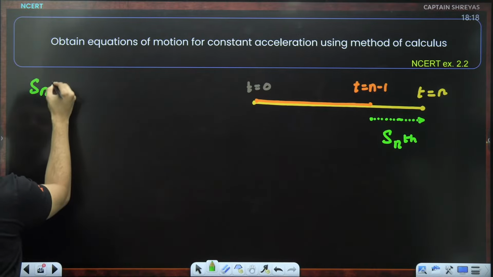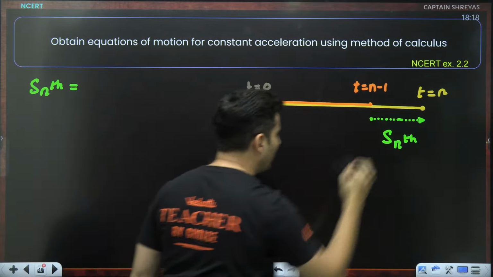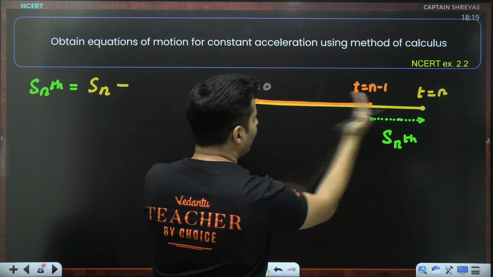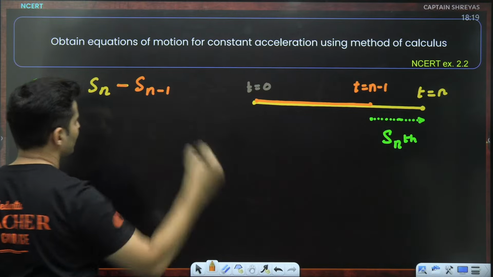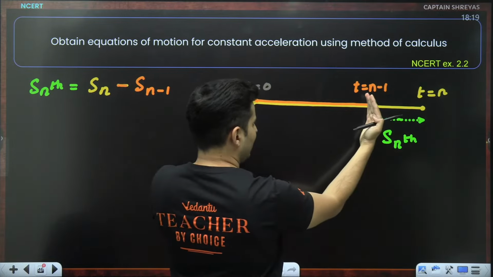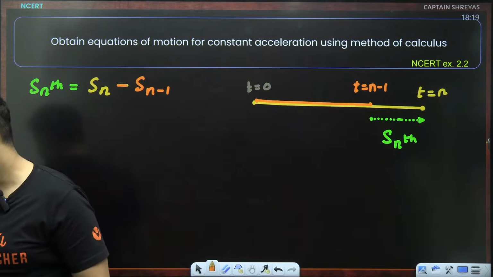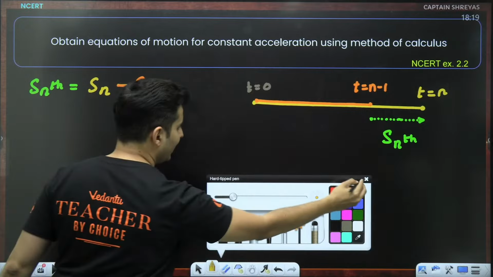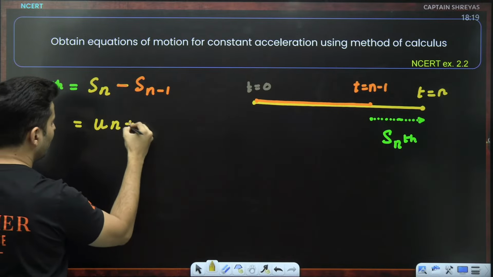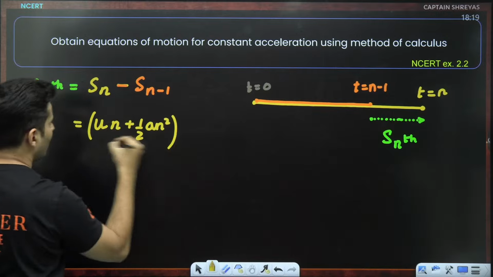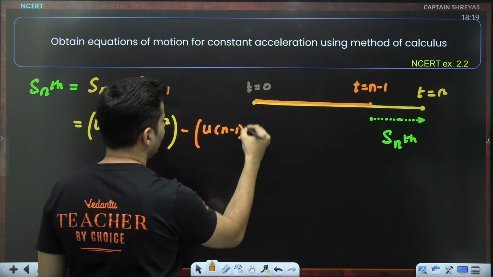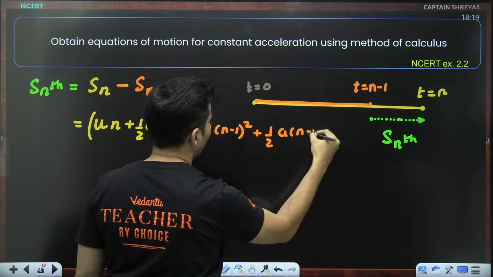So clearly it is seen displacement in the nth second is this whole yellow line, which is displacement in n seconds, minus, from this take out this part, so minus displacement in n minus 1 seconds. In the 7th second, the displacement is 8 seconds displacement minus the 7 seconds displacement, whatever is remaining. That's all. So now you just have to substitute everything. Let's see. So Sn will be using ut plus half at square formula, un plus half a n square. Then minus sign. This will be u into n minus 1 plus half a into n minus 1 whole square.